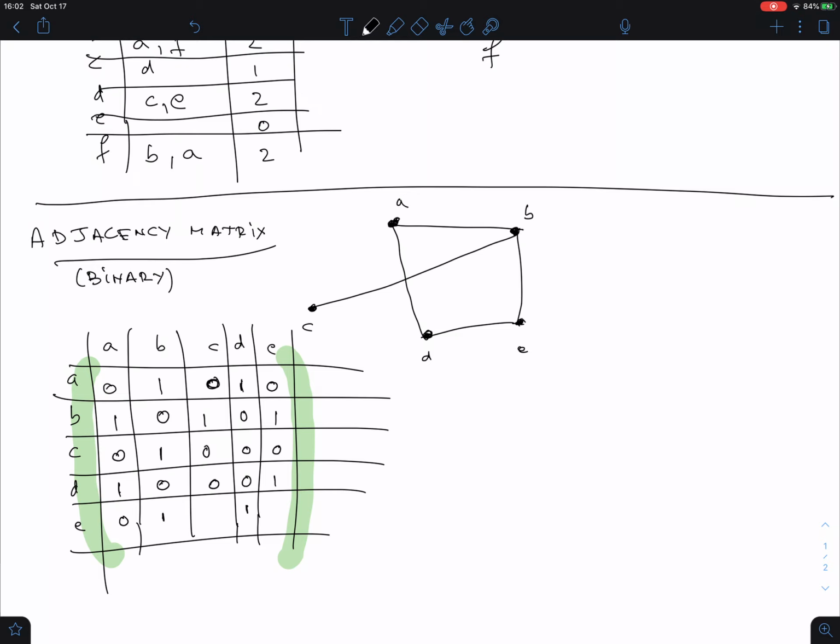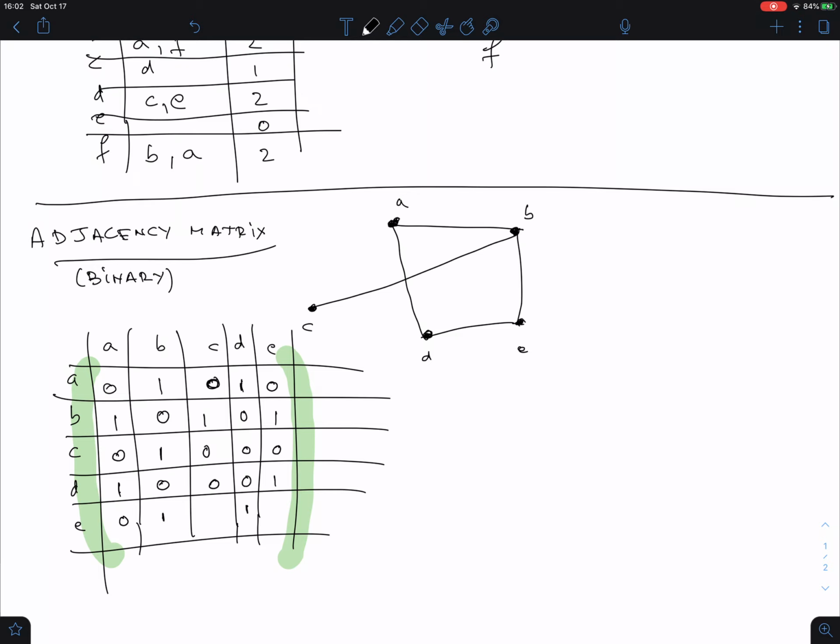Okay, so notice a couple of things. First of all, since there are no loops, this all has to be zeros, right? Because if there were something here, it would be a loop. You can use, by the way, adjacency matrices for non-simple graphs and even for directed graphs, but let's just stick to the thing that we will talk about most.